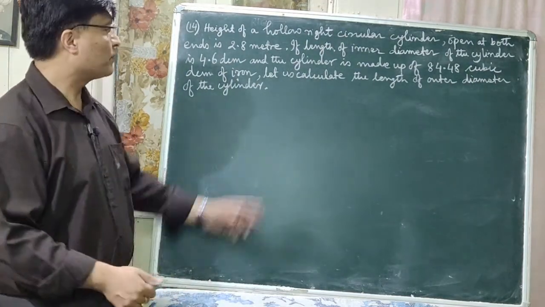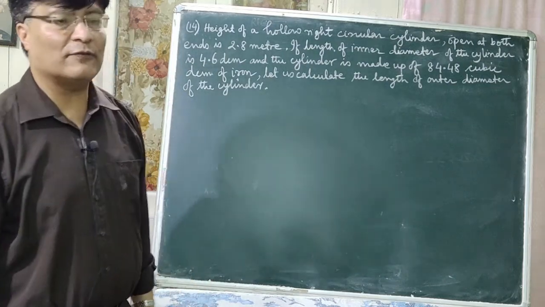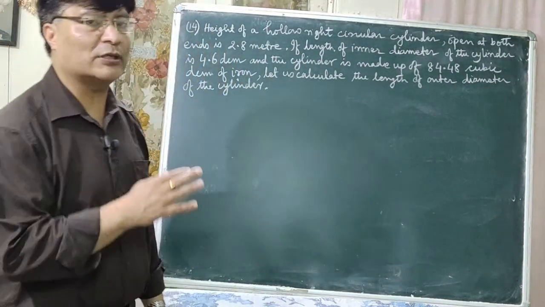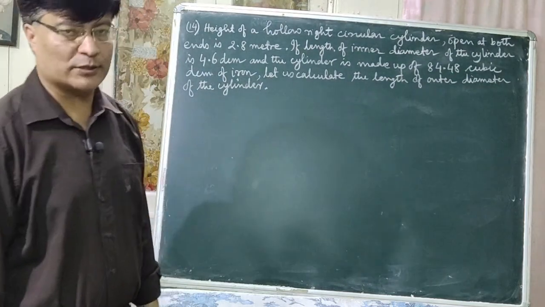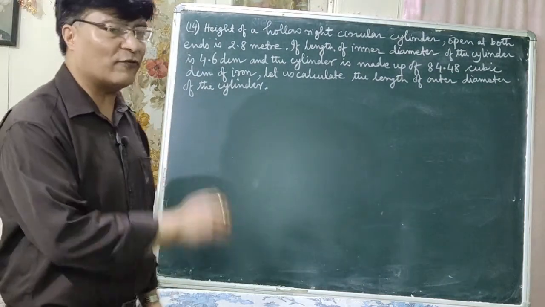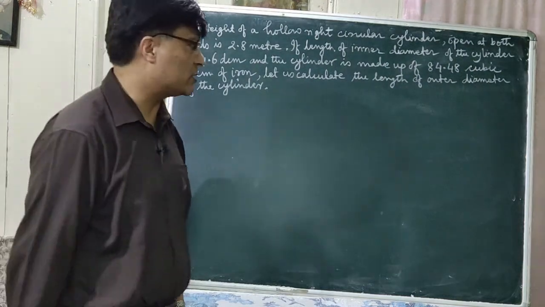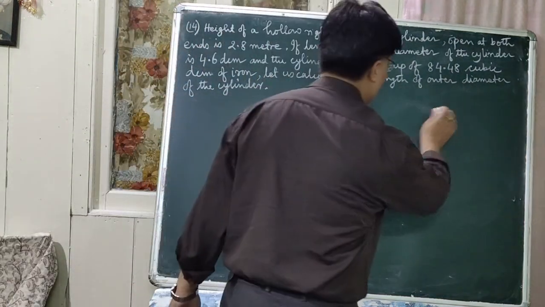84.48 cubic decimeters, right? So let us calculate the length of outer diameter of the cylinder. Ta timile ke nikalnu parcha, outer diameter of the cylinder chai nikalnu parcha. Ta yesma what is the volume of the hollow right circular cylinder, yo thaunu parcha. Feri ma yaha figure banaudai chu agi stai.